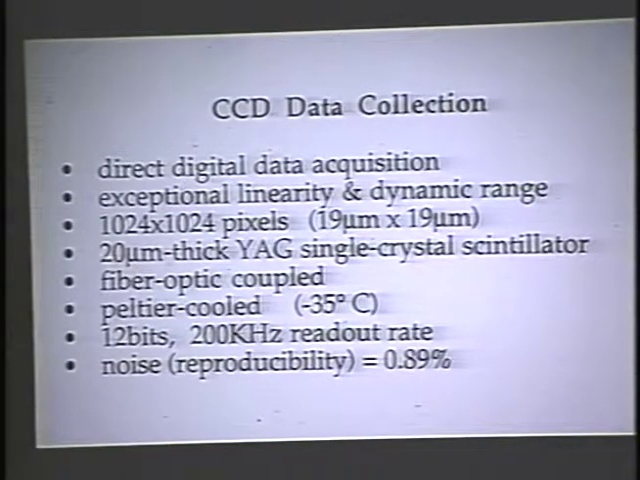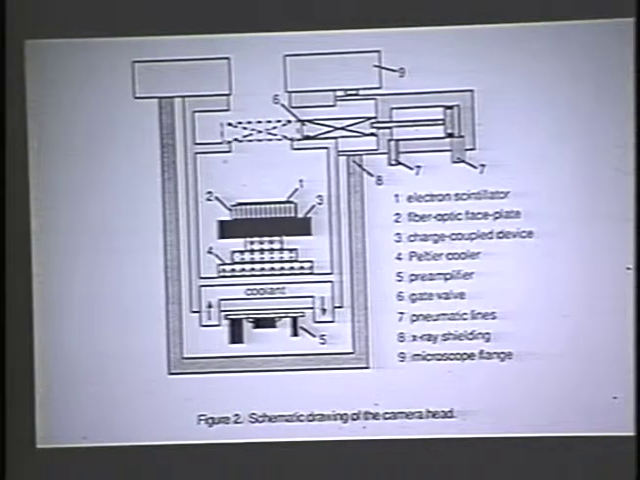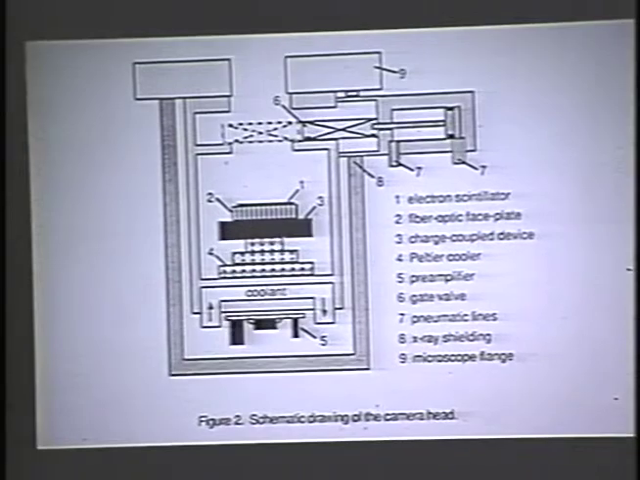The system uses a 20 micron thick single crystal YAG scintillator fiber optically coupled to a cooled CCD. The current system provides 12 bits of data, which amounts to 4,095 gray levels at a 200 kilohertz readout, and the noise is an exceptionally low value, due simply to electron counting statistics. This is a schematic diagram of the system.